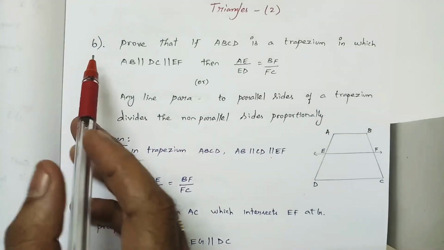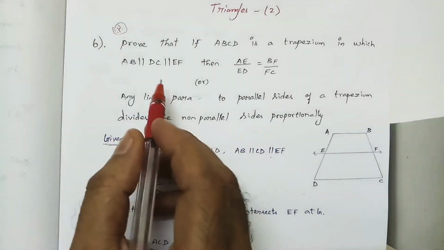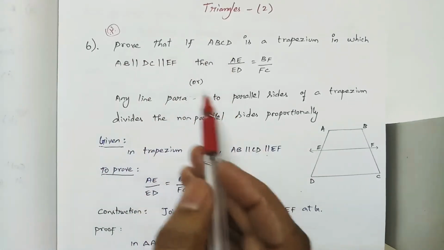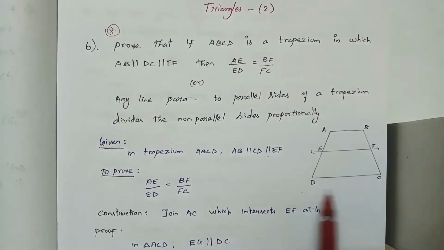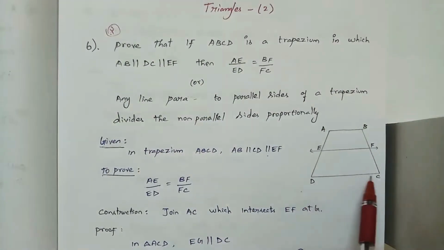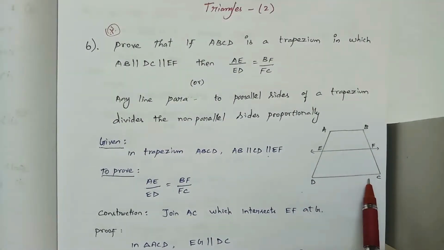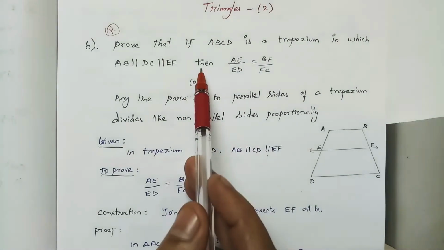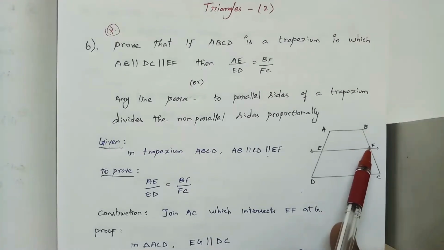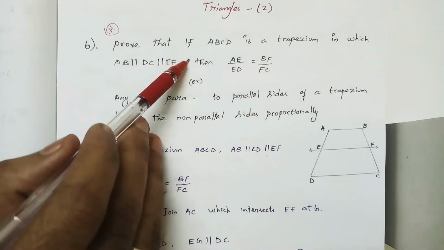Sum number 6 is somewhat important, very important for 2 marks. Sum number 6: prove that if ABCD is a trapezium in which AB is parallel to DC parallel to EF, then we want to prove that AE by ED is equal to BF by FC. This is one type of question. The same question they will ask you in different words.